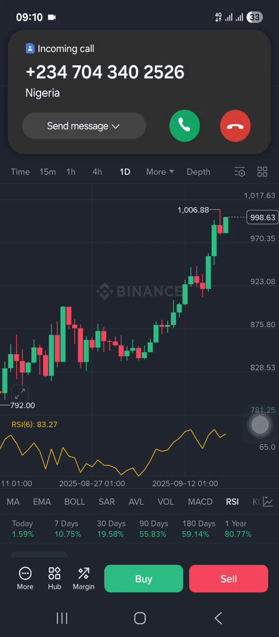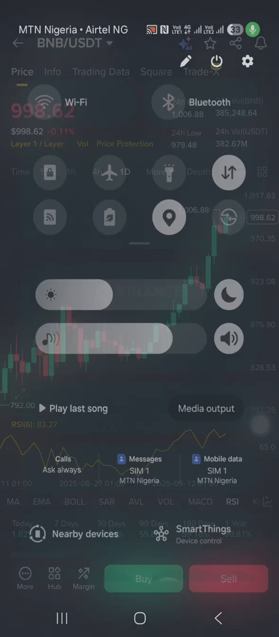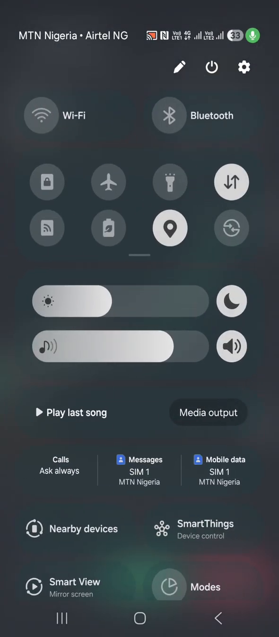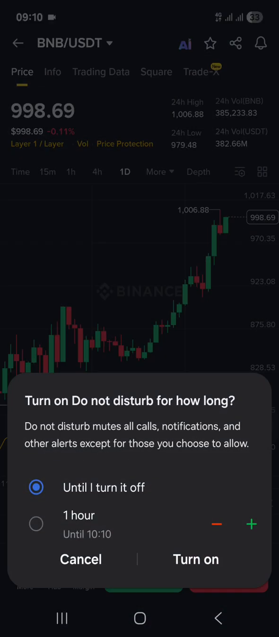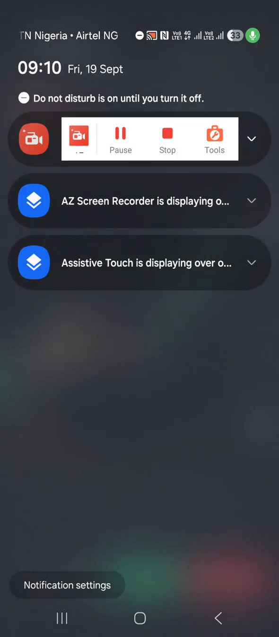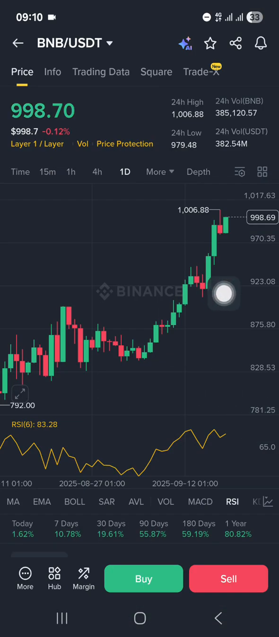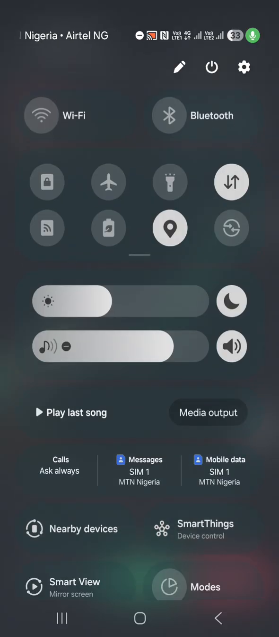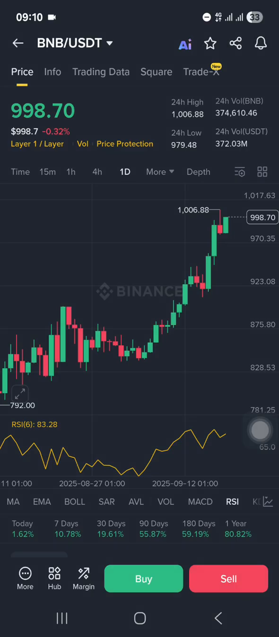Sorry, let me put my phone on do not disturb so that it doesn't affect this class. Sorry, that's a mistake, so that it doesn't affect the class. Sorry, guys, I didn't know it was not on do not disturb. Okay, is it activated now? Okay, it's activated. So it's signaling a bullish trend as well.